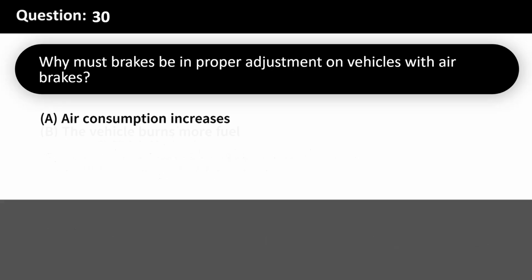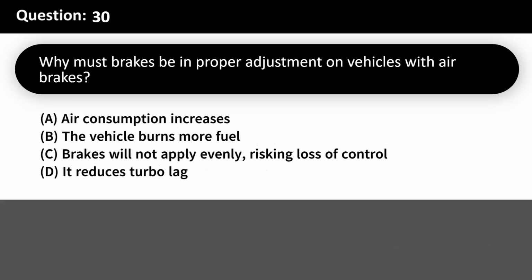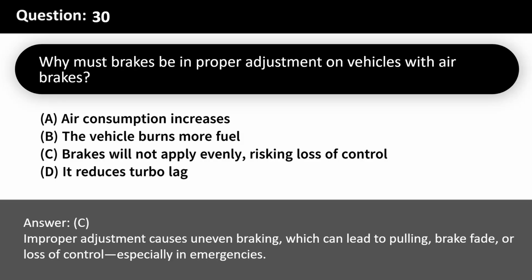Why must brakes be in proper adjustment on vehicles with air brakes? A. Air consumption increases. B. The vehicle burns more fuel. C. Brakes will not apply evenly, risking loss of control. D. It reduces turbo lag. Answer C. Improper adjustment causes uneven braking, which can lead to pulling, brake fade, or loss of control, especially in emergencies.